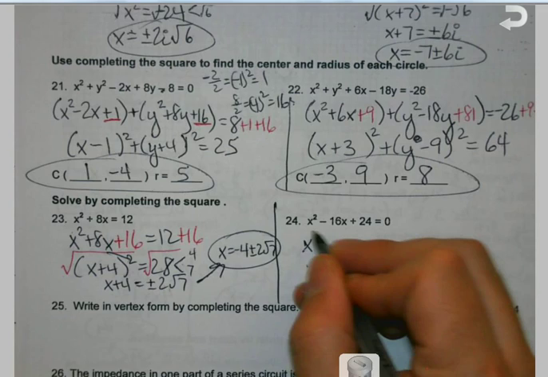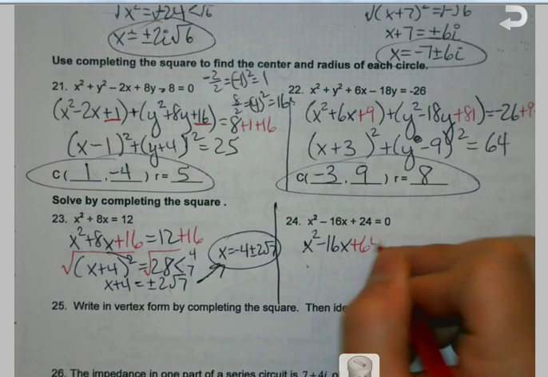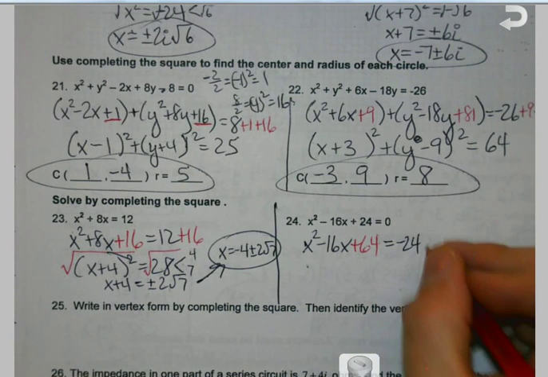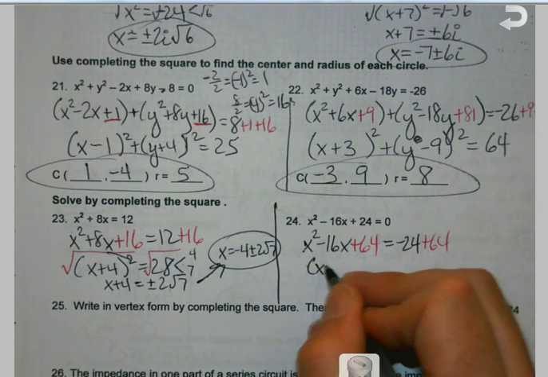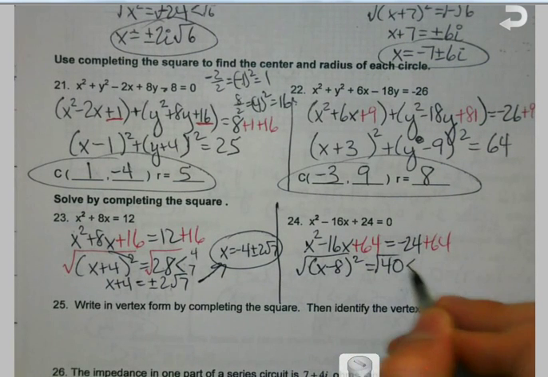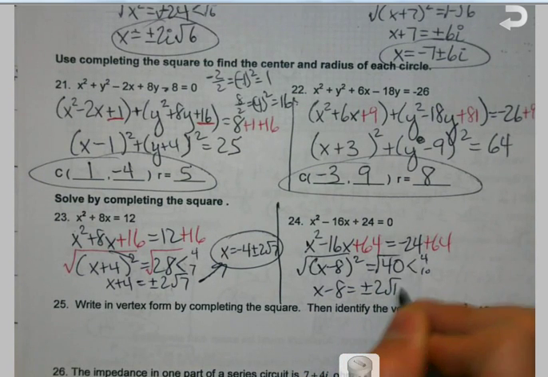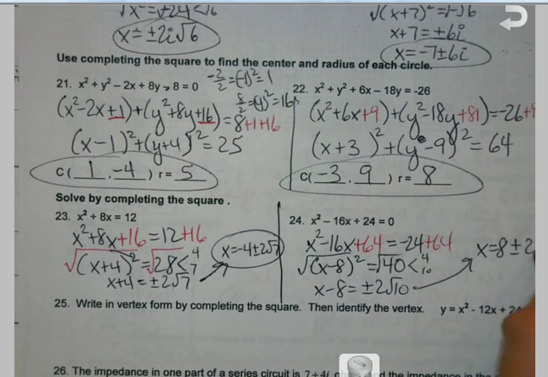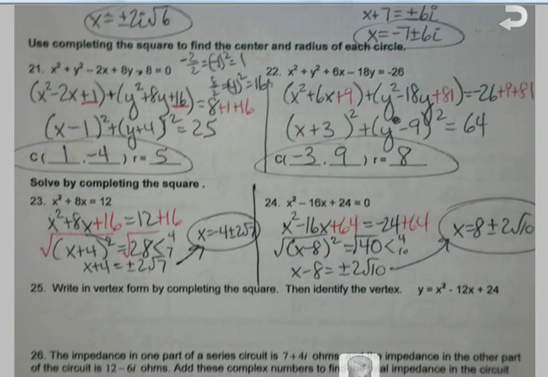And it's the same for any of these. Half of 16 is 8. 8 squared is 64. But that 24's got to be on the other side, so that'll make it negative. Turn it into its binomial form. Half of negative 16 is negative 8. Square root, if it breaks down, do it with your plus minus. And add the 8 over. Oops, kind of went off the screen a little bit there.